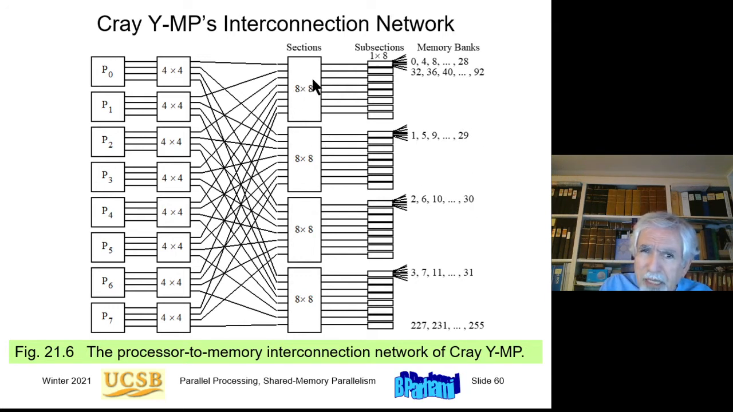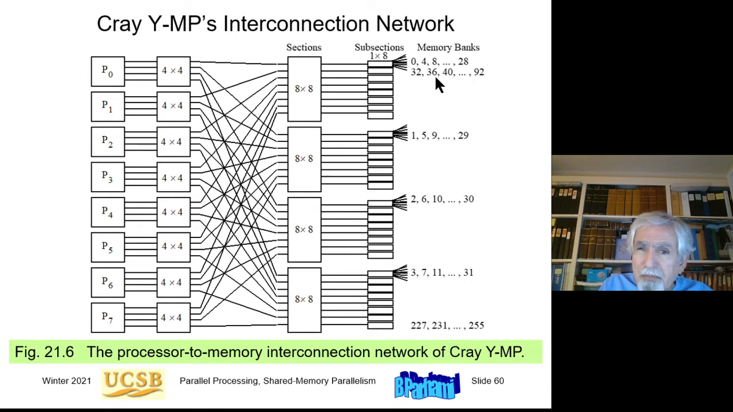And then this is an 8x8 crossbar, which allows each of these input channels that can come from these 4x4 switches to be directed, to be connected to these 1x8 switches. And then on the other side of these 1x8 switches are 8 memory banks. And the 8 memory banks up here are numbered 0, 4, 8, 12, up to 28, and so on. The ones here are numbered 32, 36.